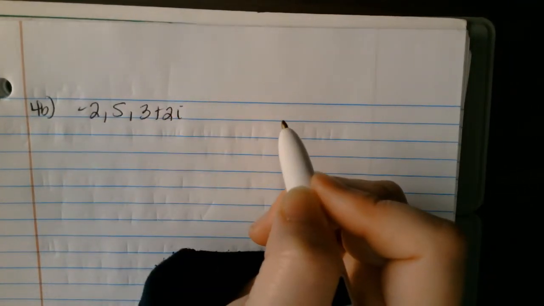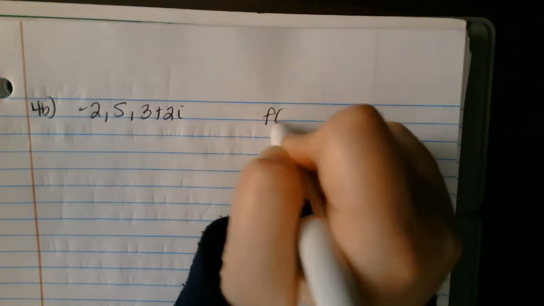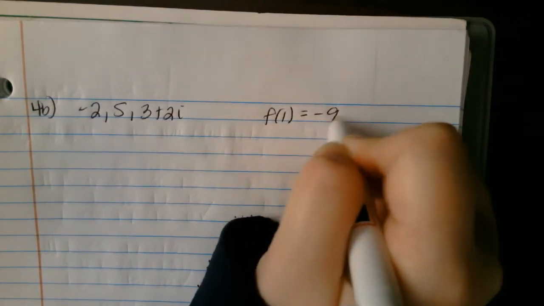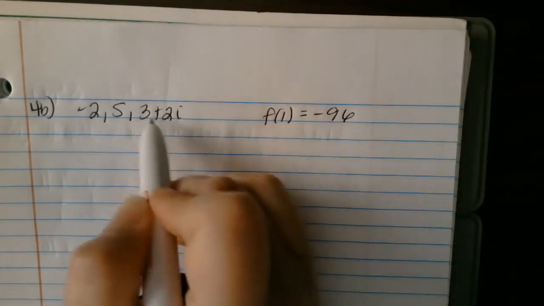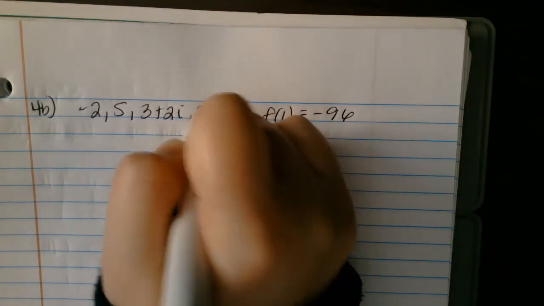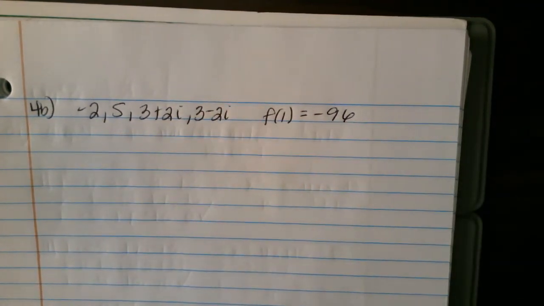Okay, last example, 4b. We want a 4th degree polynomial with real coefficients that has zeros of negative 2, 5, and 3 plus 2i, and f of 1 is equal to negative 96. So again, if we know that 3 plus 2i is a zero, we know that 3 minus 2i is a zero.